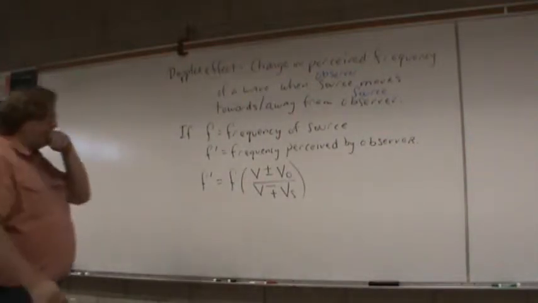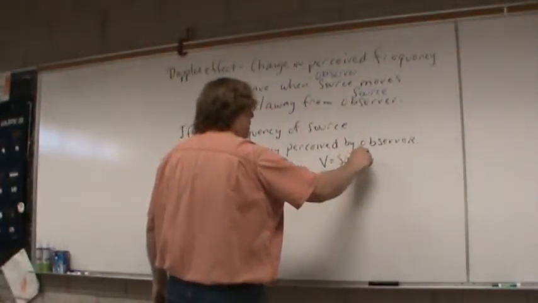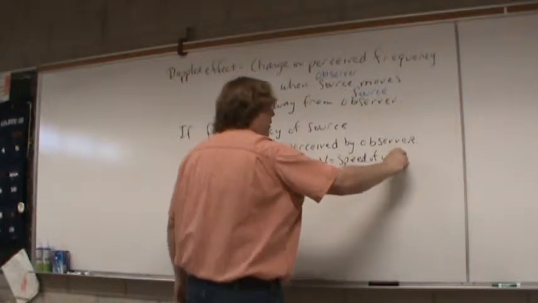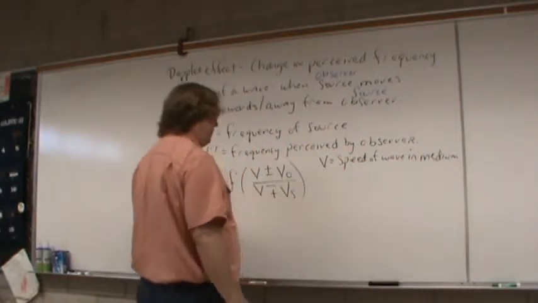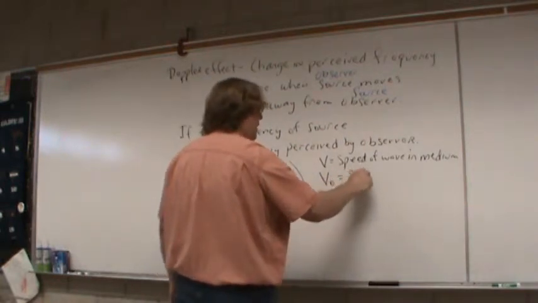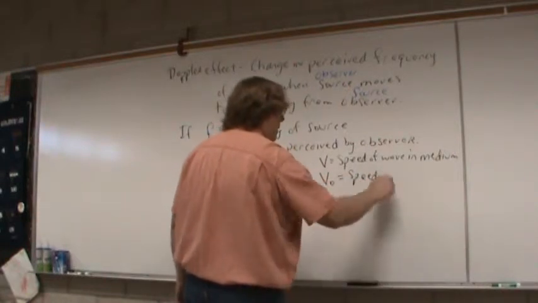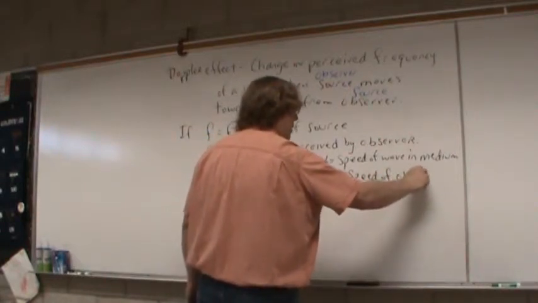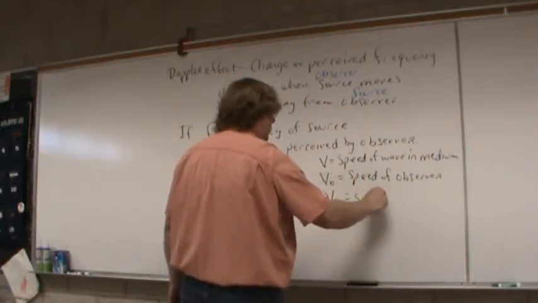It turns out V is the speed of the wave in whatever medium you're in. V sub O is the speed of the observer. And V sub S is the speed of the source.